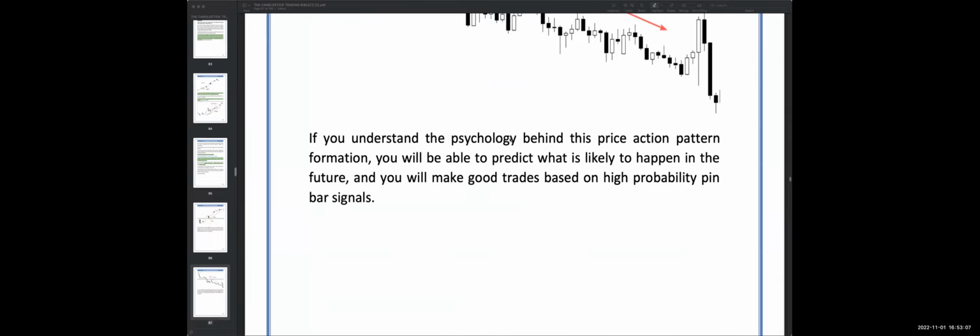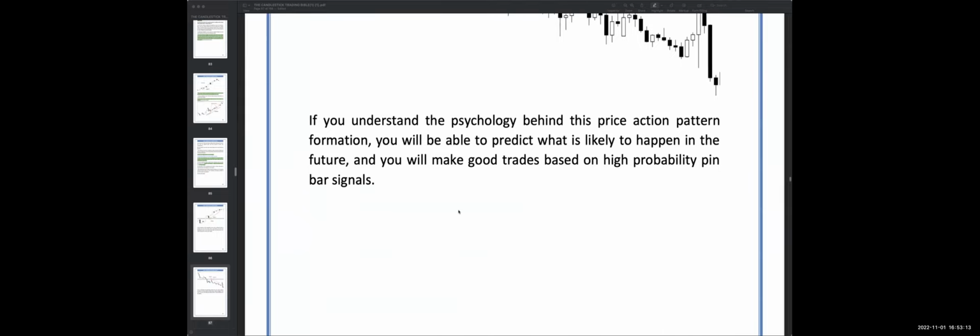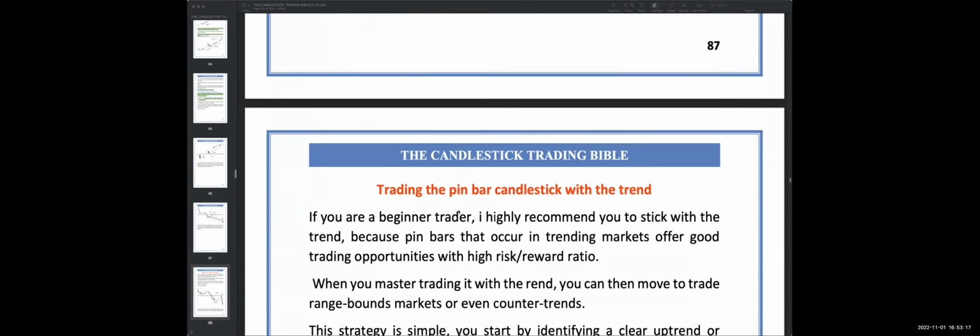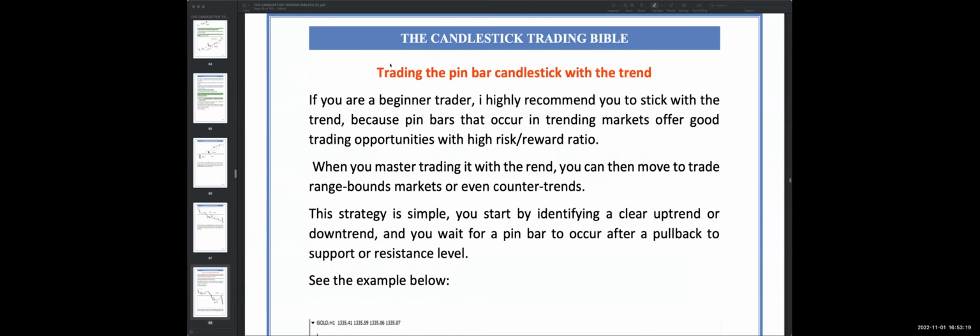If you understand the psychology behind this price action pattern formation, you will be able to predict what is likely to happen in the future, and you make good trades based on high probability pin bar signals. Trading the pin bar candlestick with the trend. If you're a beginner trader, I highly recommend you stick with this trend.